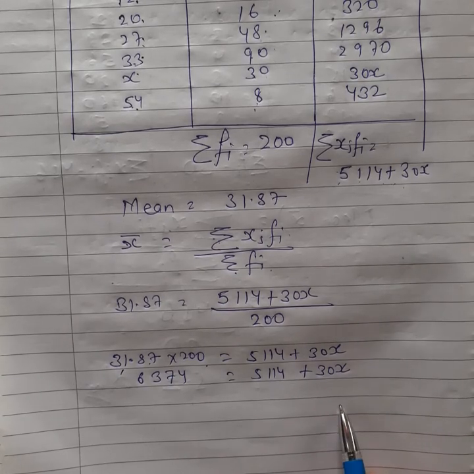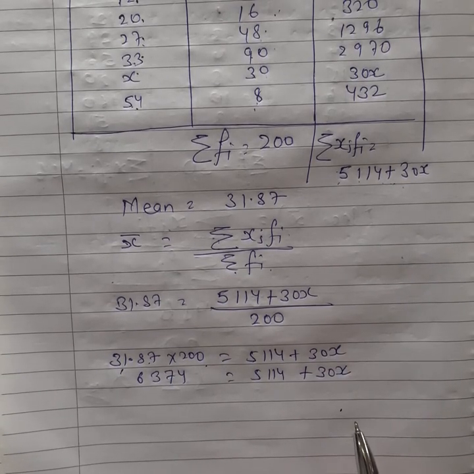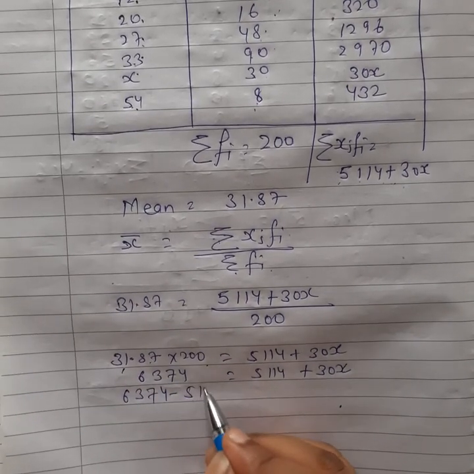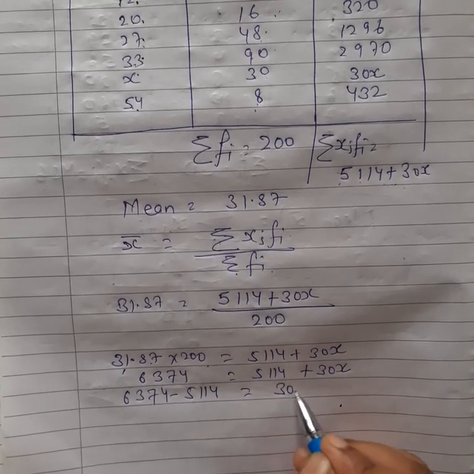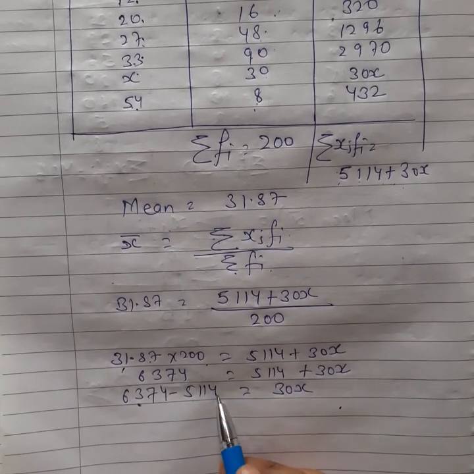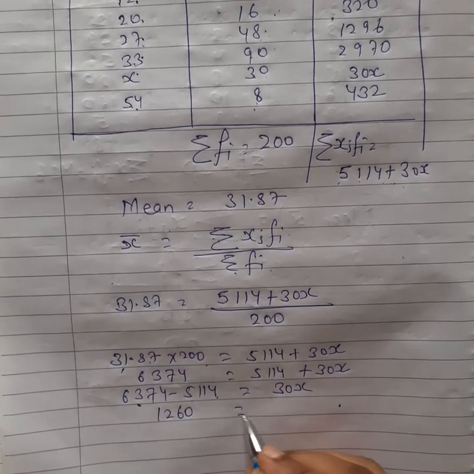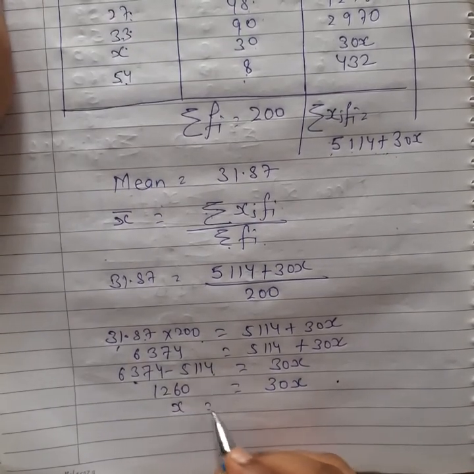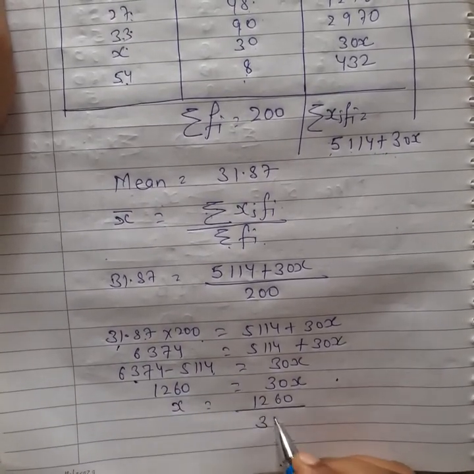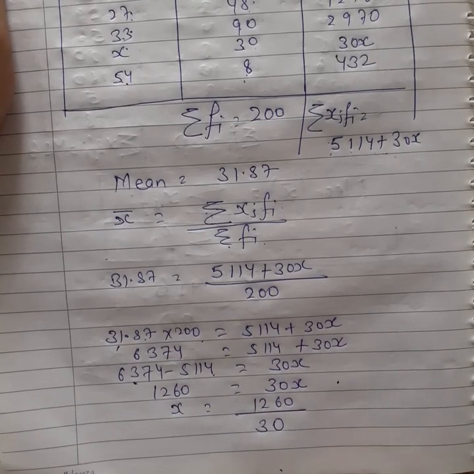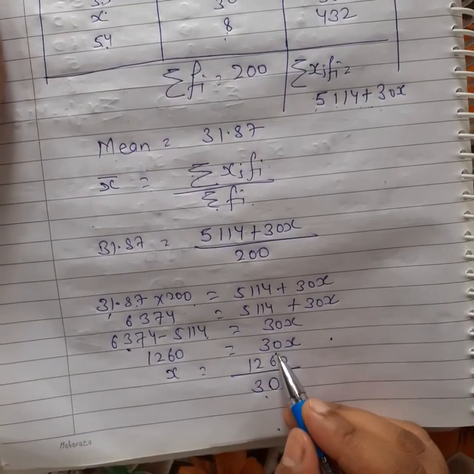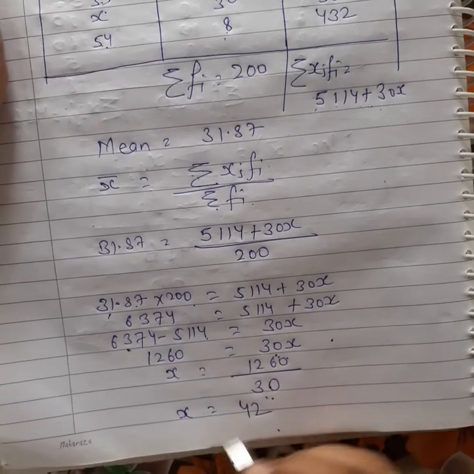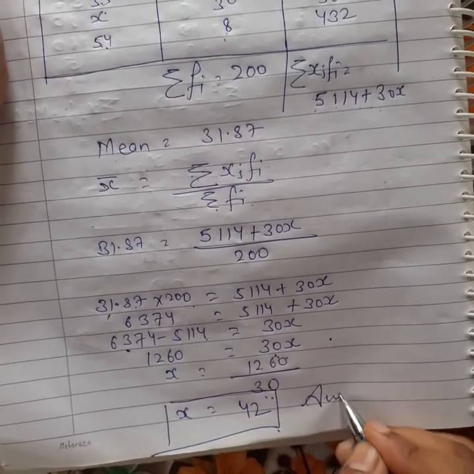Now we arrange the variables on one side and constants on the other side. It becomes 6374 minus 5114 is equal to 30x. On subtracting, we get 1260 is equal to 30x. Now x is equal to 1260 by 30. By dividing 1260 by 30, we get the value of x is equal to 42, and this is our final answer.